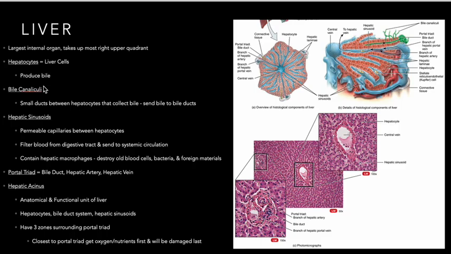We saw our portal triads in lab. So we have our bile duct, our hepatic artery, and our hepatic portal vein. A branch of each of those is situated in a little group called a triad, kind of in each corner around a central vein. So you can see this hexagon-like shaped section of a liver lobule. And then these little hepatic portal triads here.